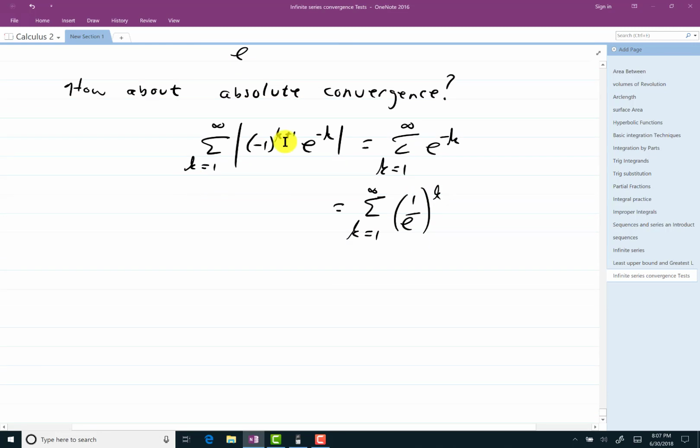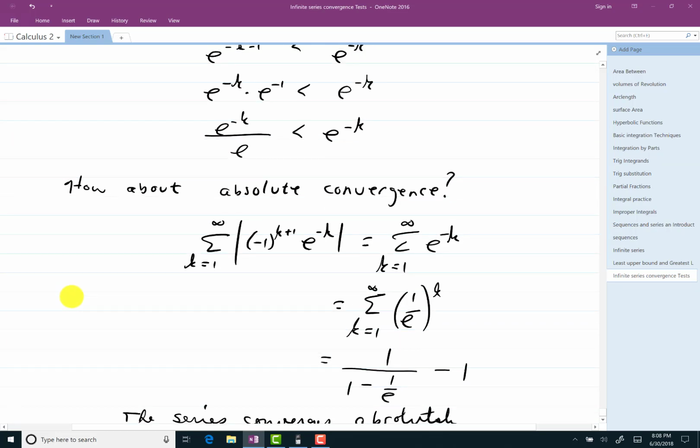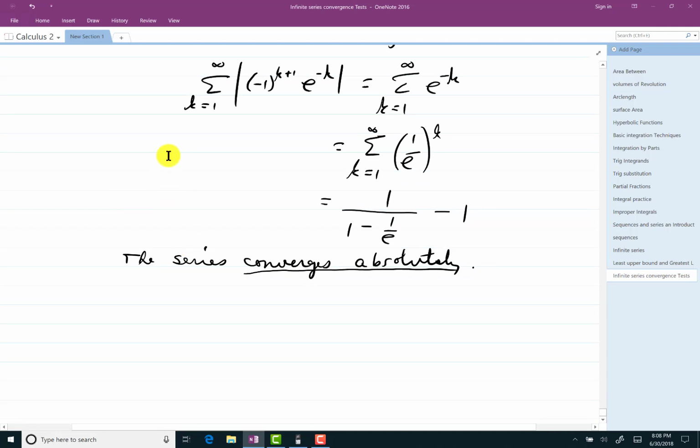Well, now this is a geometric series, and this ratio is less than 1. So in fact, you can actually write out what it equals. It equals 1 over 1 minus 1 over e, minus 1, because since this series starts at 1, I have to subtract off the 0th term. Whatever, it doesn't matter, it converges. So the series converges absolutely. Had we decided to do that at the very beginning, none of this other stuff would have been necessary, because we would have known that the series converges. Once you have absolute convergence, the series itself converges.